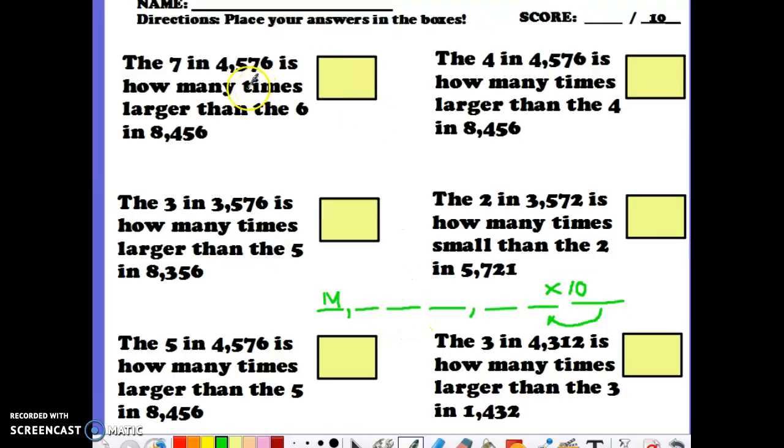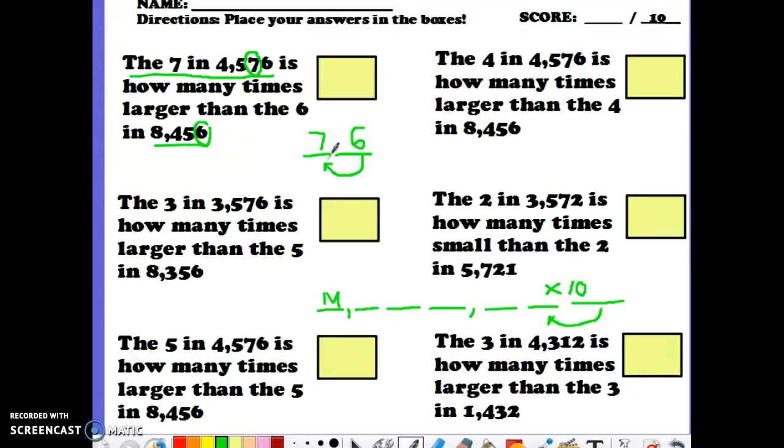To test that knowledge, you can look at questions like this one. The 7 in the number 4,576, we're talking about this 7 right here in the tens place value, is how many times larger than the 6 in 8,456? We're talking about this 6 in the ones place value. So if we're starting at the ones with that 6 from this number and moving to the tens with this 7 in the first number, all you have to recognize is they want you to see the difference between moving from the ones place value to the tens place value.